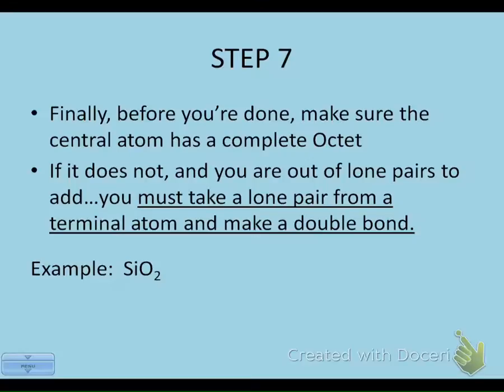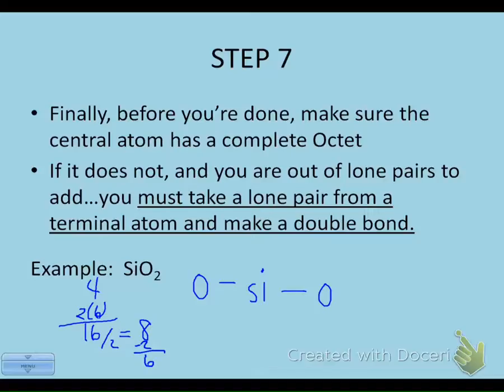Here's silicon. Silicon has 4 valence. The 2 oxygens, 6 each. So that's 16. Divide it by 2, and there's 8 pairs. Silicon is in the middle. And then we have the oxygens. Connect. So that's 2, leaving me with 6 pairs to add. Around the oxygens first, there are 3 pairs, and there are 3 more. So that's 6. I'm done.